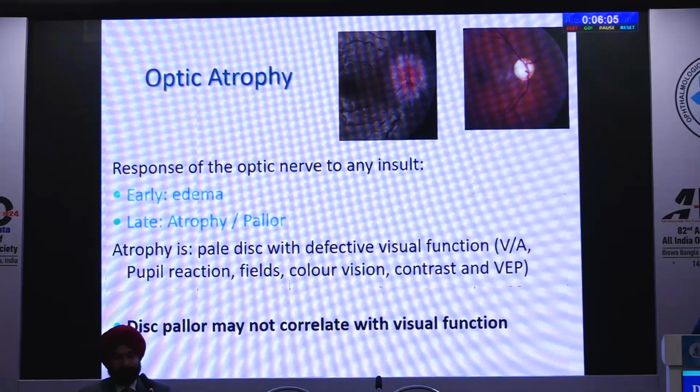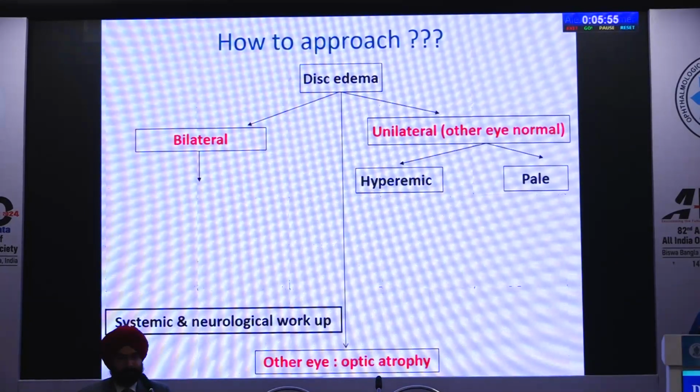Again, the important thing to remember is that it's just a response and it's not a graded response. So the amount of disc pallor or edema may not necessarily correlate with the visual functions. So you have disc edema. The first thing, as we started with, is looking at what's happening to the other eye. So whether the disc edema is bilateral or unilateral.